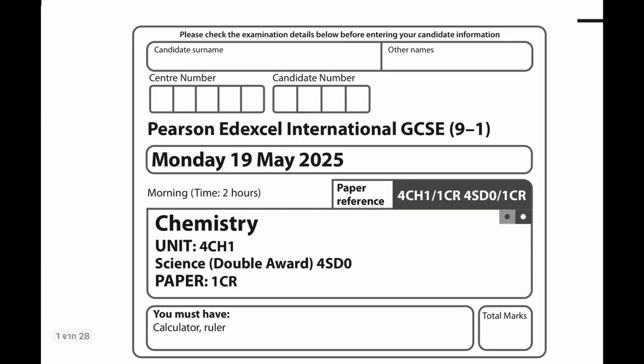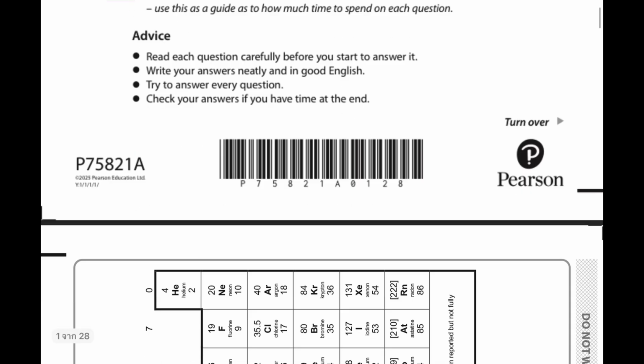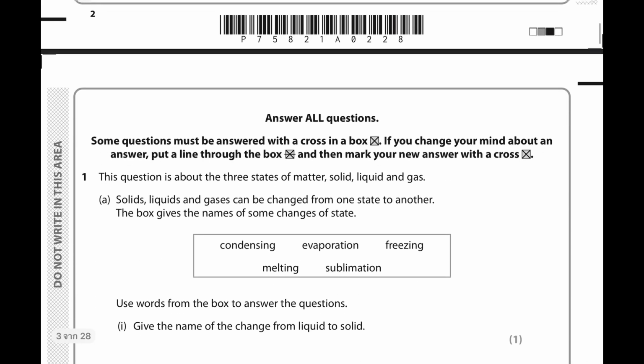Let's see the answer of Pearson Edexcel for chemistry. This test was conducted in May 2025. This is a paper of 1CR. Okay, so let's start with question 1.